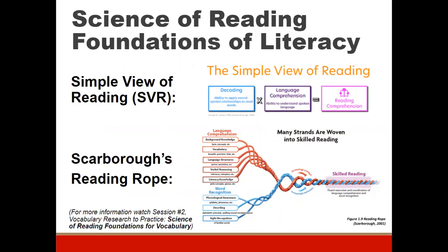Scarborough's reading rope is the simple view of reading formula turned on its side, braiding and weaving together the skills that make up the two big buckets of the simple view of reading to result in skilled reading comprehension. The two big buckets are decoding at the word level and language comprehension. Simply put, it intertwines the components of the simple view of reading. Understanding the simple view of reading can help teachers assess language and literacy strengths and weaknesses and guide evidence-based instruction and intervention.